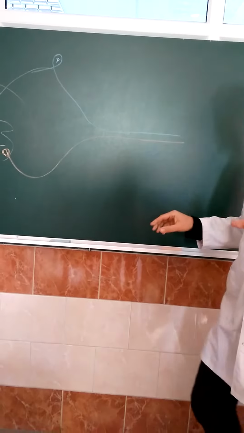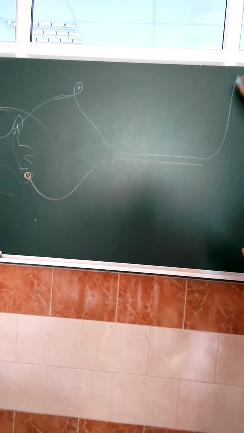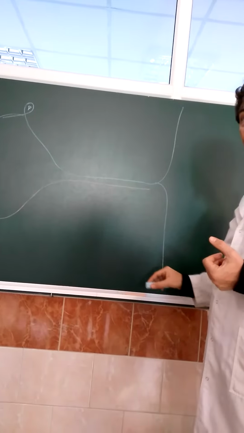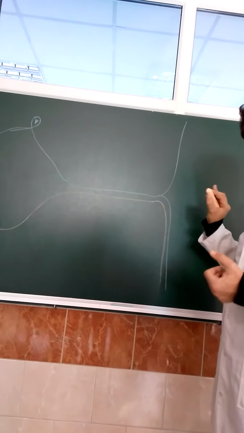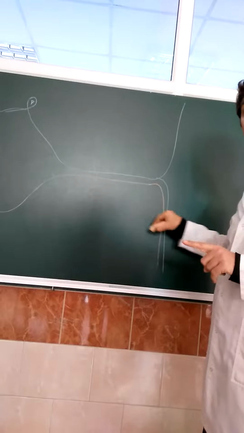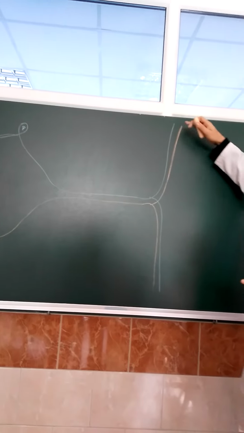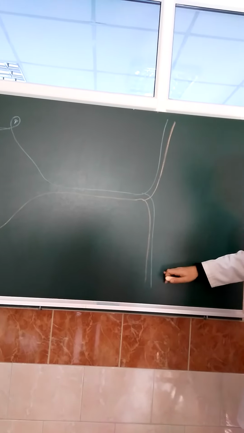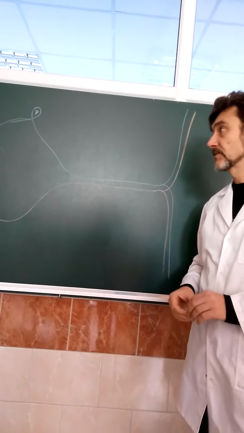So it goes with two branches from the back and from the thorax, abdomen, and extremities. You see? It will be the posterior branch, this is the anterior branch. Also we have the autonomic reflex action.